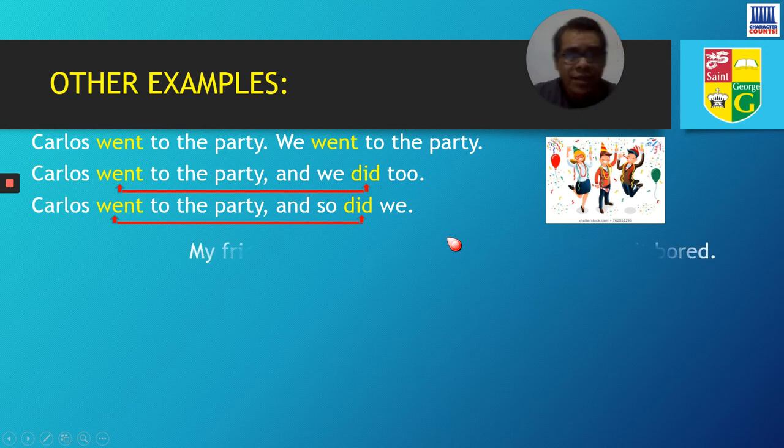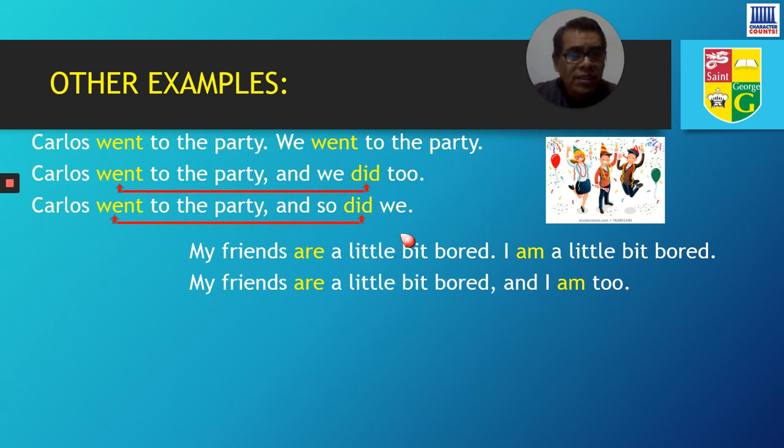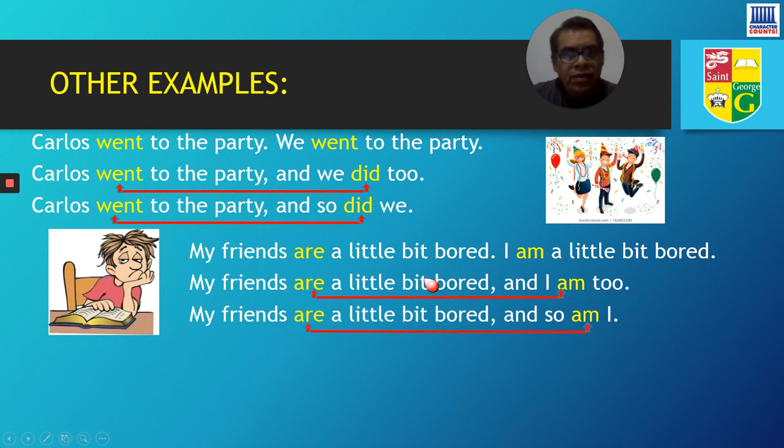More examples. Here we have, my friends are a little bit bored. I am a little bit bored. Two separate sentences. Again, now we combine the sentences and we say, my friends are a little bit bored and I am too. Verb to be in the first part, verb to be in the second part. Or the other possibility using the word so. My friends are a little bit bored, and so am I. Verb to be here and verb to be here.